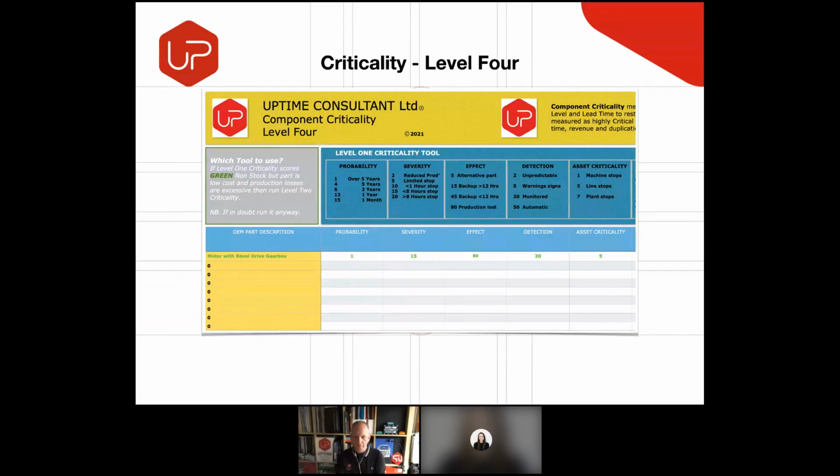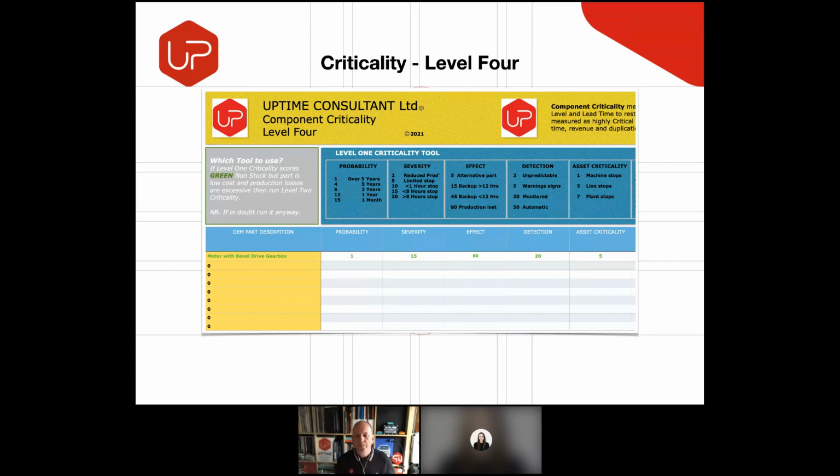This here is a weighted score over all of the attributes of a particular component. So we look at the probability of it failing, from experience or out of a CMS, the severity, so the impact, so how much time we're going to lose. Is there an alternative we can use for the effect part of it? Do we use any detection methods? Have we got automatic detection on there? Are there warning signs? Is it monitored?